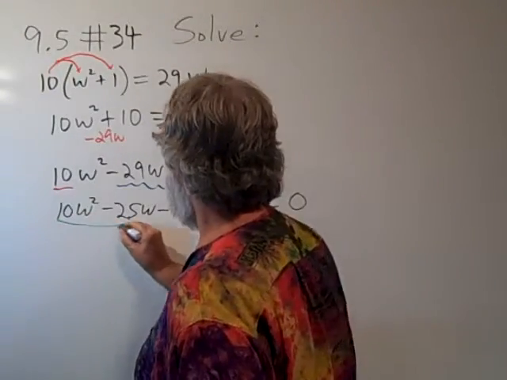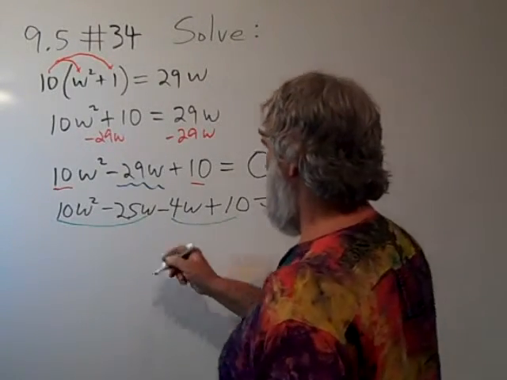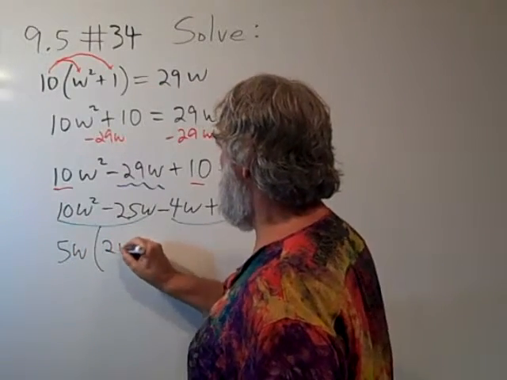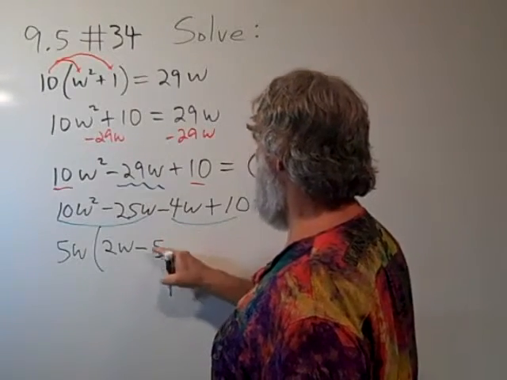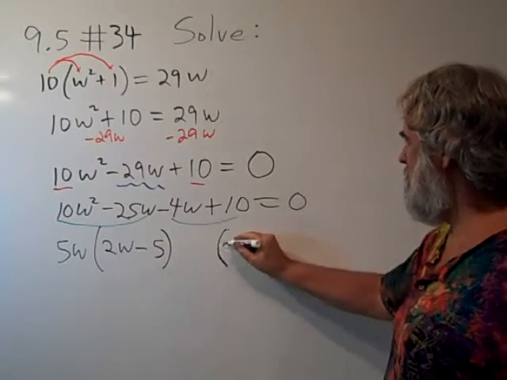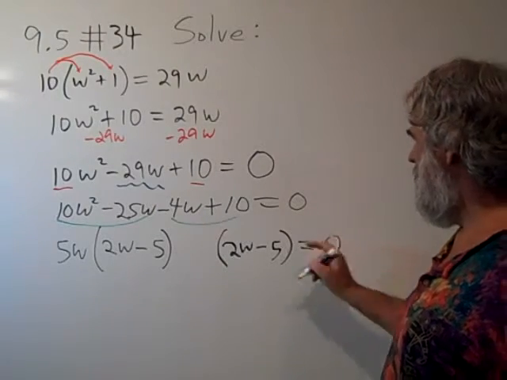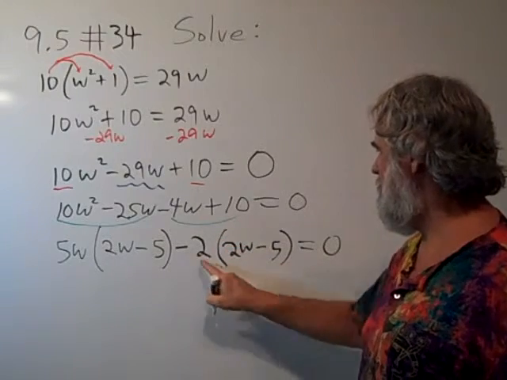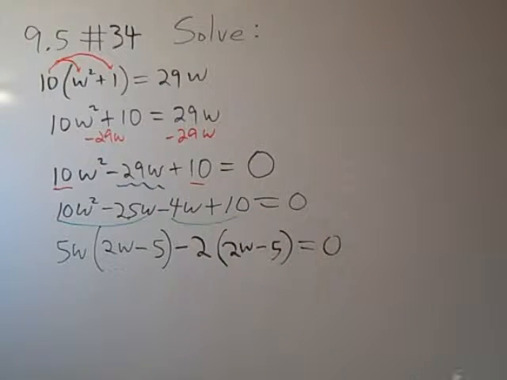Because if we factor the first two and the second two terms separately from each other, we get 5w can be factored out of the first two. 5w times 2w is 10w squared. 5w times negative 5 is negative 25w. So this means we also have a 2w minus 5 over here. And what had to be factored out, therefore, was a negative 2. Negative 2 times 2w is negative 4w, and negative 2 times negative 5 is positive 10.